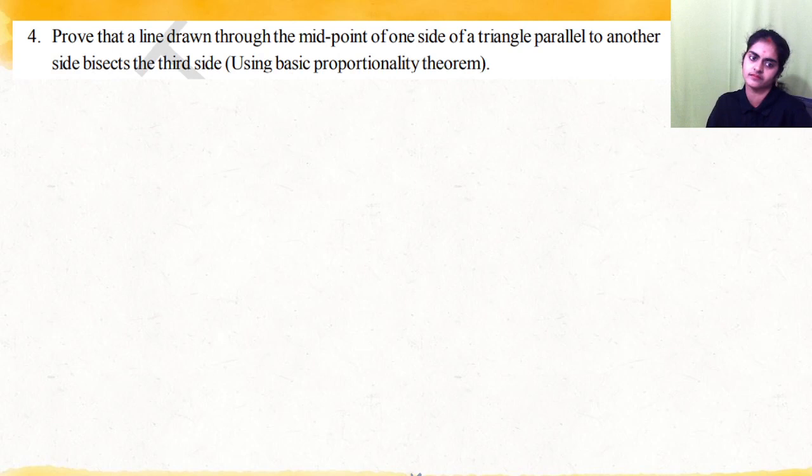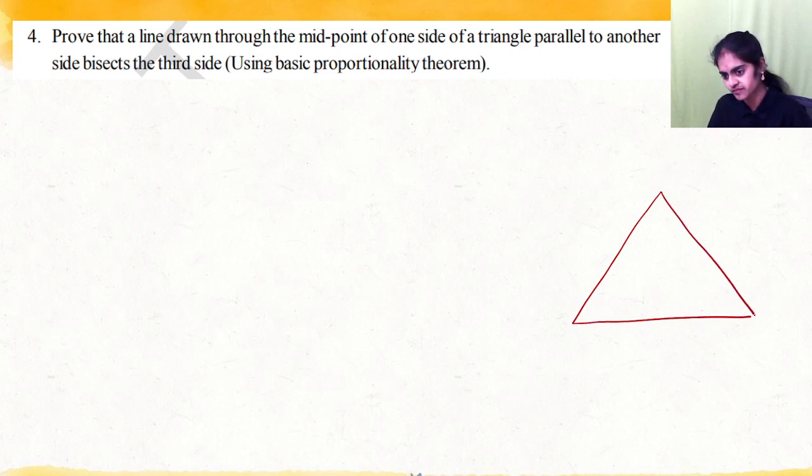See the next question. Prove that a line drawn through the midpoint of one side of a triangle parallel to another side bisects the third side, using the basic proportionality theorem. Okay, it looks very complicated, but it is very easy. I'll tell you how.